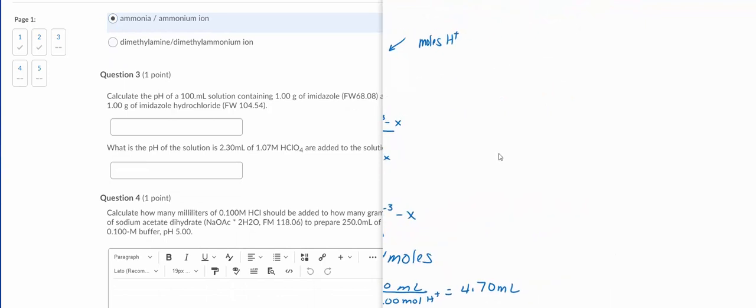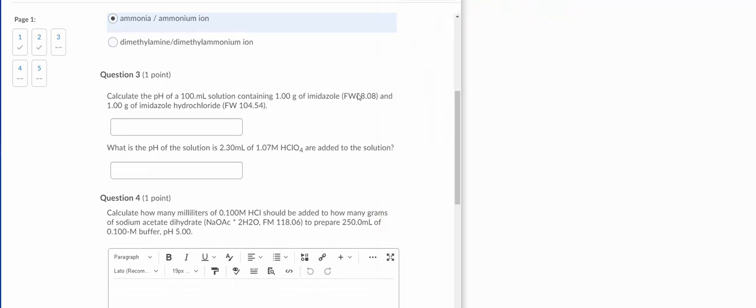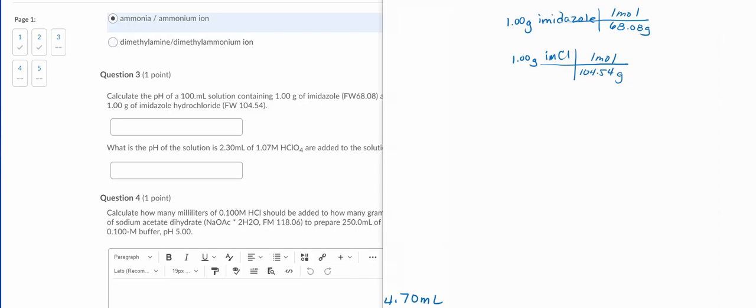Number 3, we're going to calculate the pH of a 100 milliliter solution that contains 1 gram of imidazole and 1 gram of imidazole chloride. So I was setting this up before I realized I was not recording. So I'm going to find out how many moles of each of my compounds I have, and then we're going to use the Henderson-Hasselbalch equation.